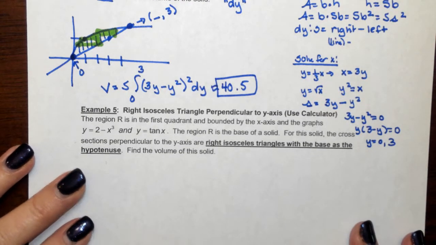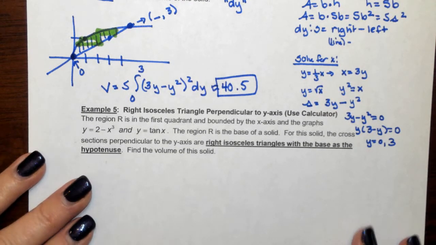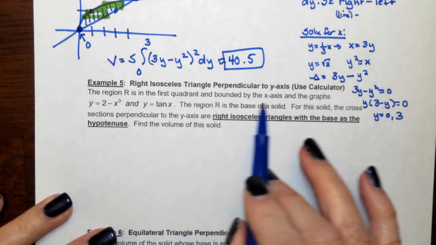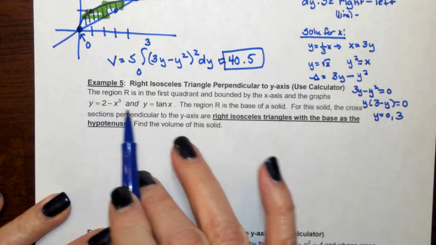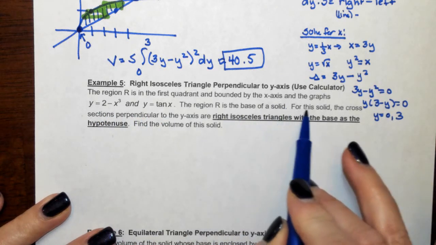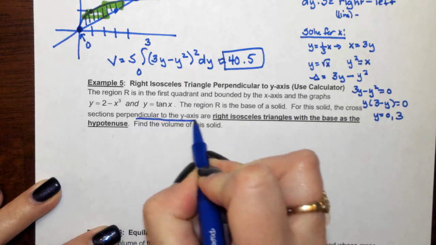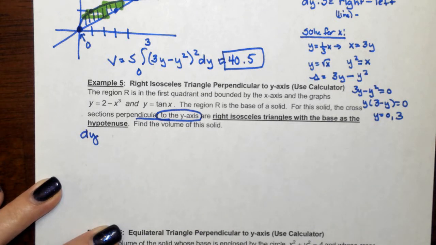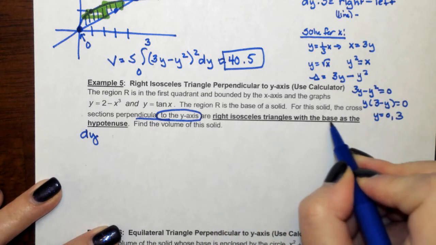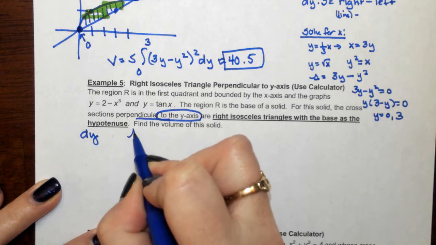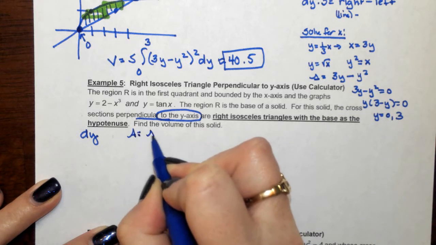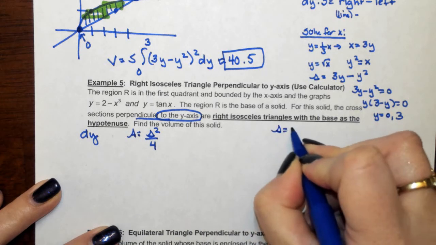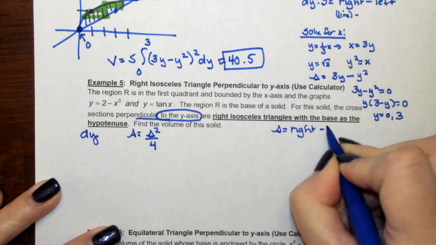So here's a right isosceles triangle perpendicular to the y-axis, and this is a calculator question. The region is bounded by the x-axis and the graphs 2 minus x to the third and tangent of x. The cross-sections of this solid are perpendicular to the y-axis, so right away that tells me that it's a dy problem. And they're telling me that it's a right isosceles triangle with the base as the hypotenuse. So the area formula for the cross-sections, remember, is s squared over 4. Because it's a dy problem, s is going to be equal to your right minus left.